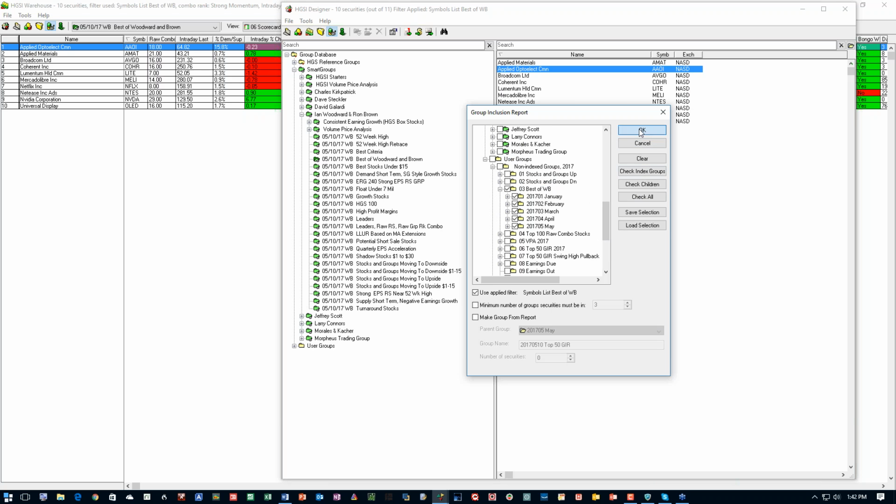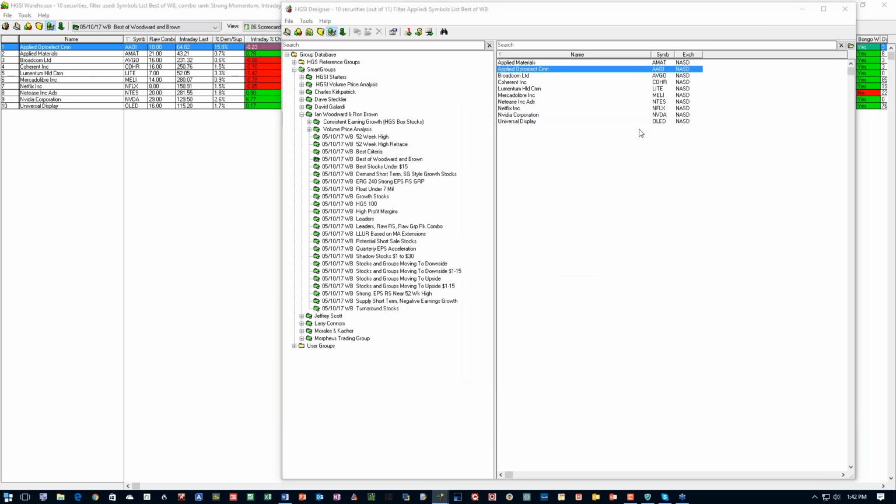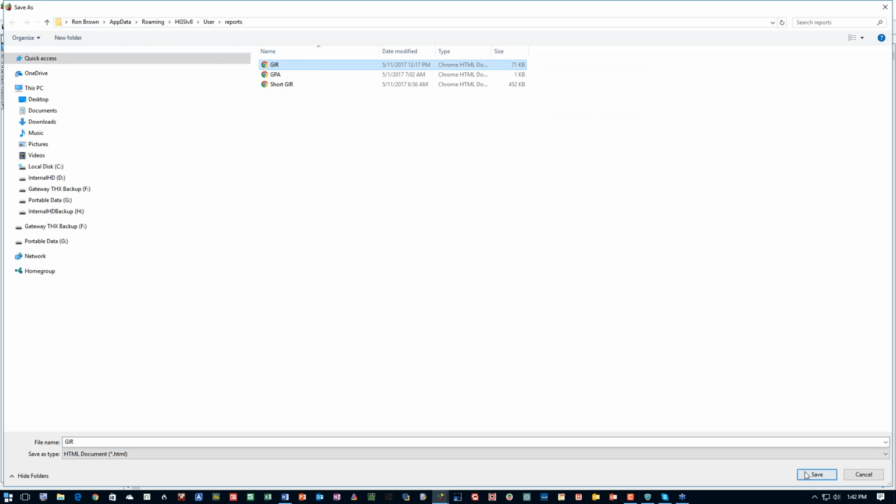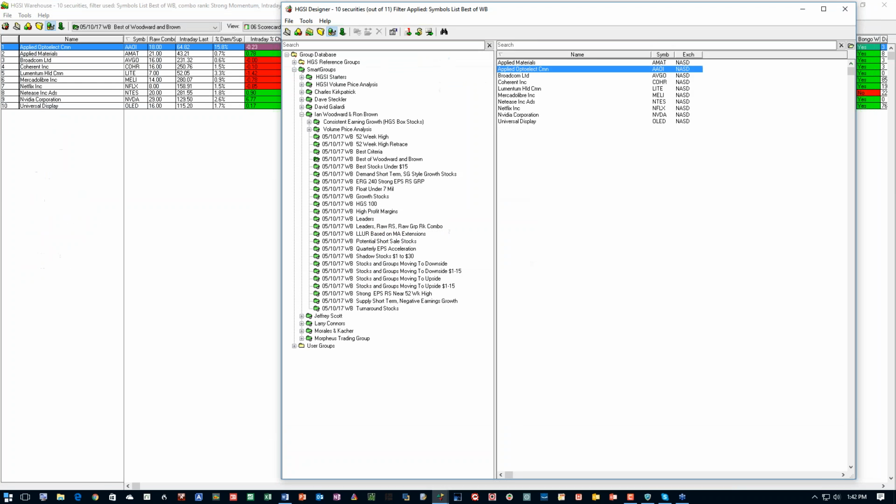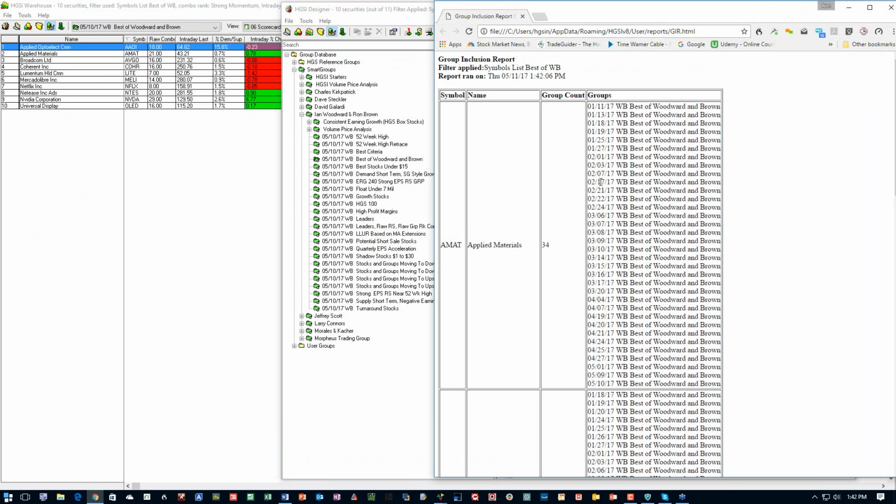I'm not going to make a group from these. I'm just going to run the group inclusion report. So let's go ahead and do this. And it comes up that quickly.